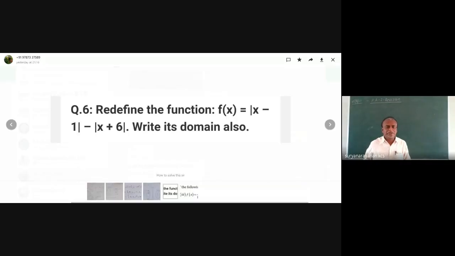This question, my dear children, Ria asked this question. Redefine the function f of x is equal to mod x minus 1 minus mod x plus 6. See question number 6.